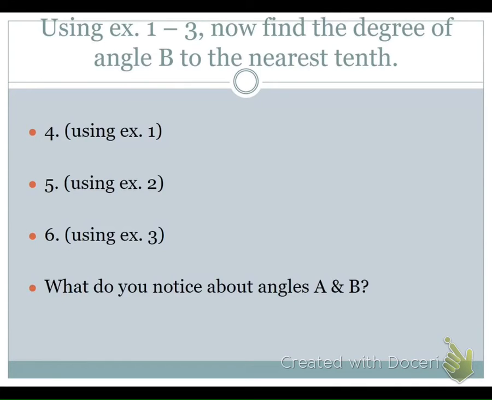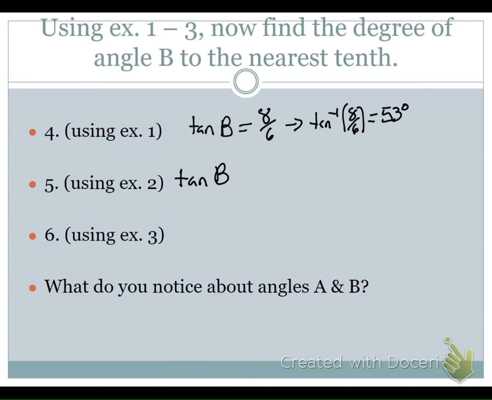So we're finding angle B. We have tan of B. And then what is opposite of angle B? 8. And what's adjacent to that? 6. So we have 8 over 6. To find our angle, we have tan inverse of 8 over 6. 53 degrees. Okay, our next one up is tan of angle B.